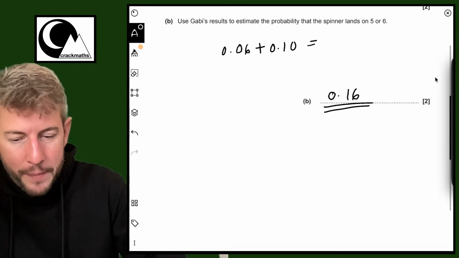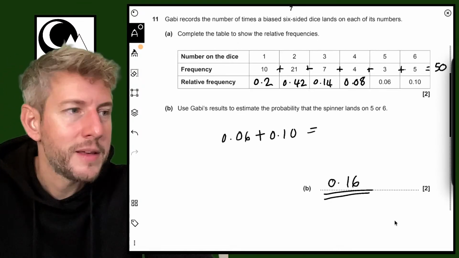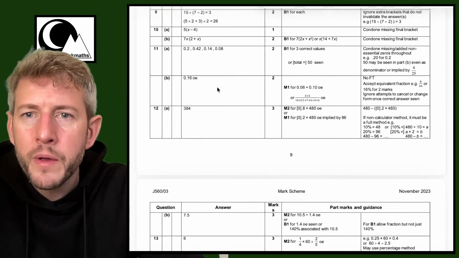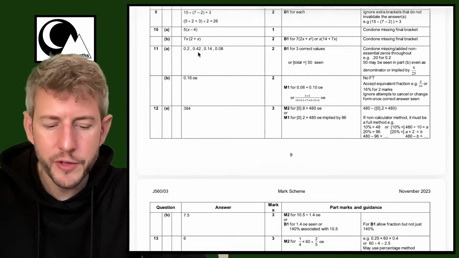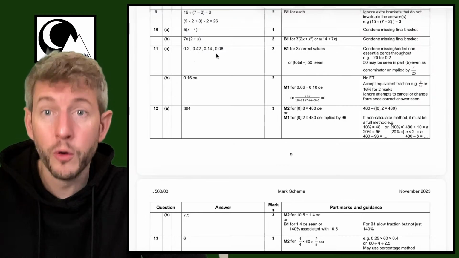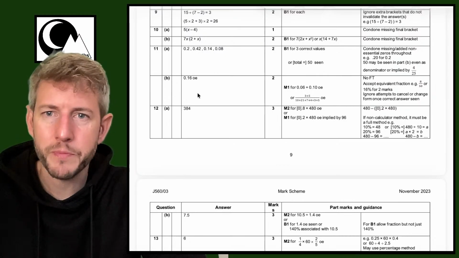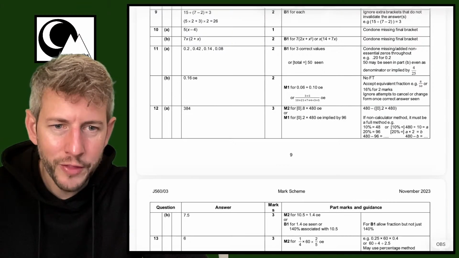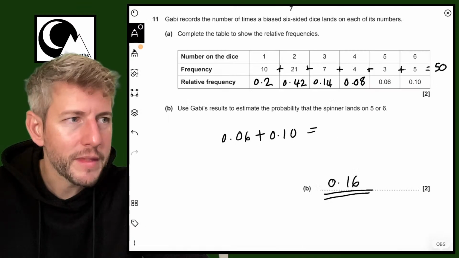But that is that for this question. Okay, and that's that for that page. So let's quickly mark these to check that everything is going well. So here we go. Yeah, we've got 0.2, 0.42, 0.14, 0.08, great, and 0.16, wonderful. Nothing went wrong there. Okay, right. Let's move on.